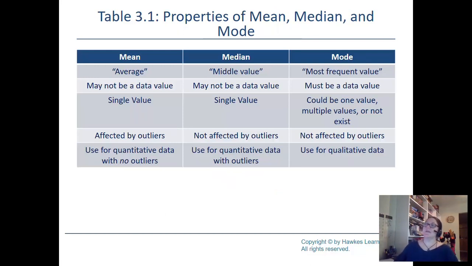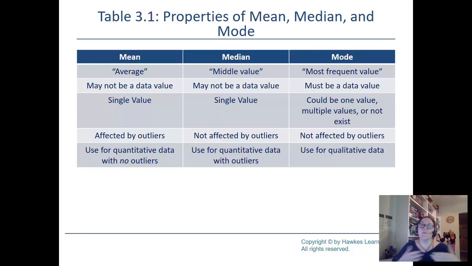Take a second to look at some of the properties of the mean, median, and mode here. And here's a nice, lovely chart. Again, remember with mean, we think about the word average. For median, you're going to have that middle value. And mode is which one shows up the most often. Understand that for your mode, it's going to have to be a data value. It has to appear in your original set. For the mean and the median, it may or may not be.